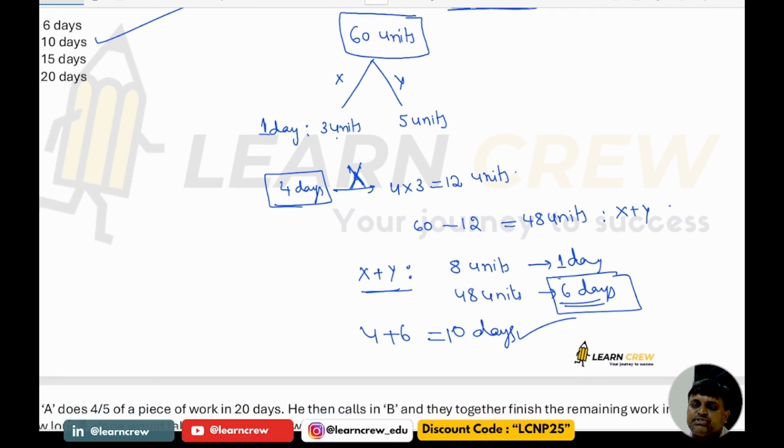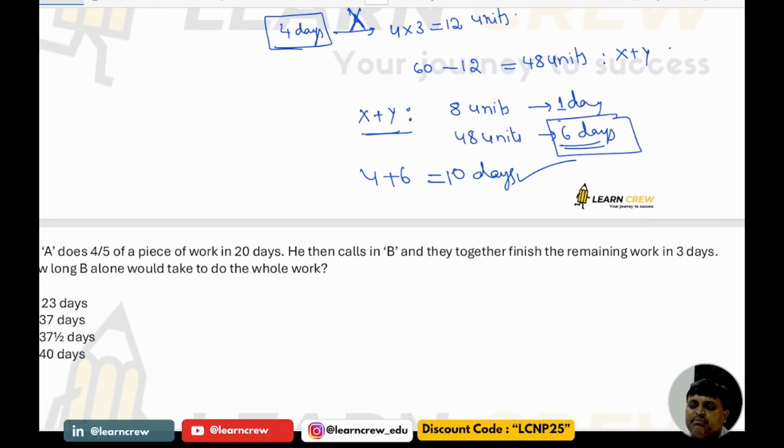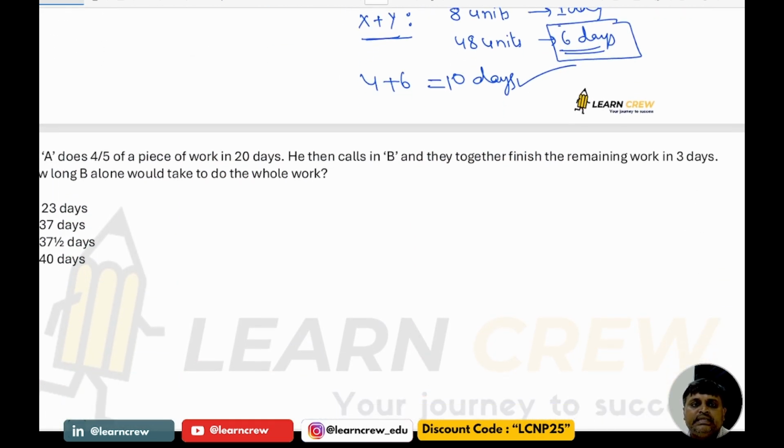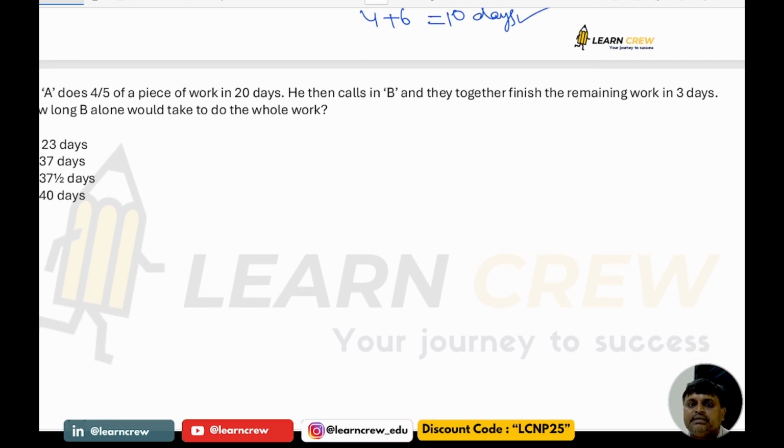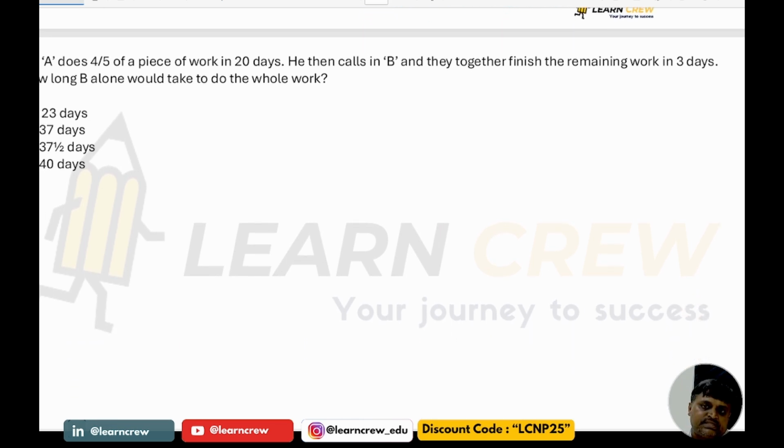Now the last question for today's foundation builder sheet 1. A does 4/5 of the work in 20 days. He then calls in B and they together finish the remaining work in 3 days. How long would B alone take to do the whole work?